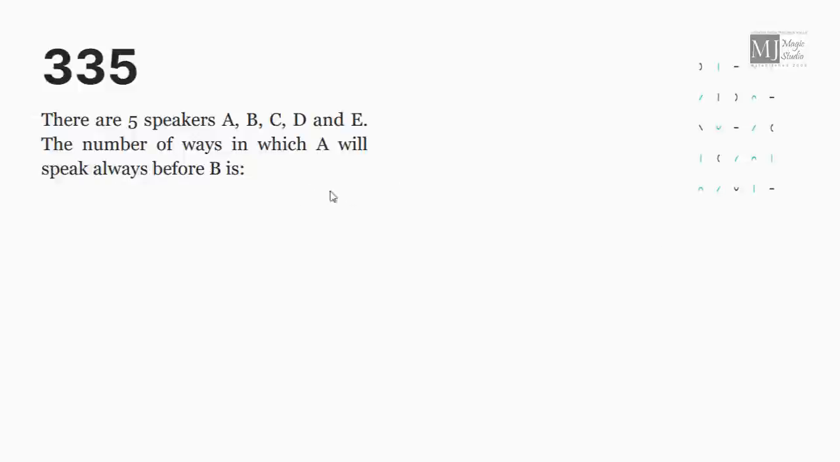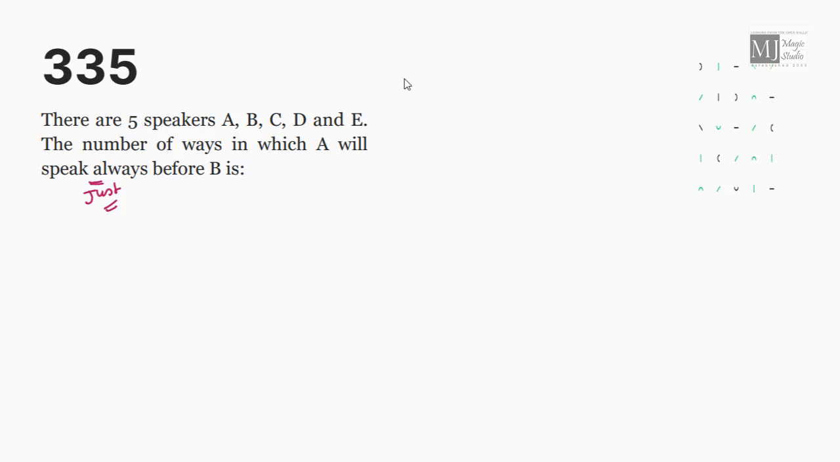There are 5 speakers A, B, C, D, E. The number of ways in which A will speak always before B. There is no word called just always before B. That means what? A will speak before B. B can speak after any position of A, but A will speak before B.